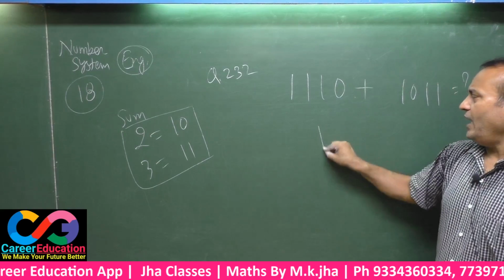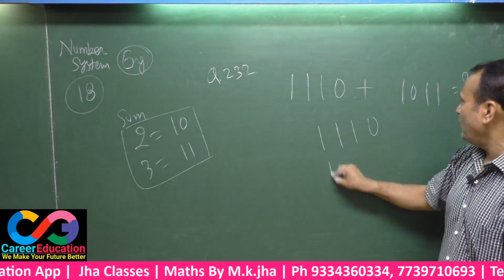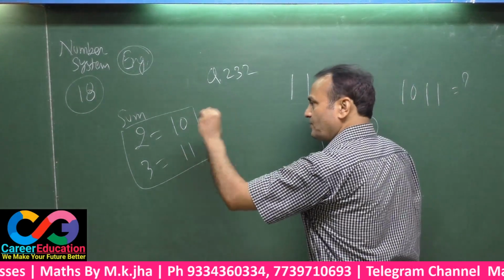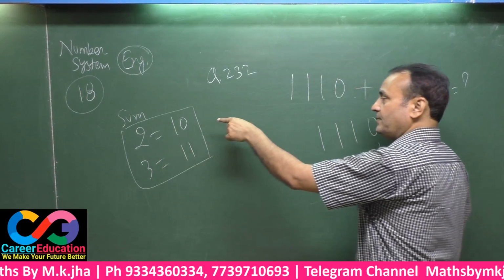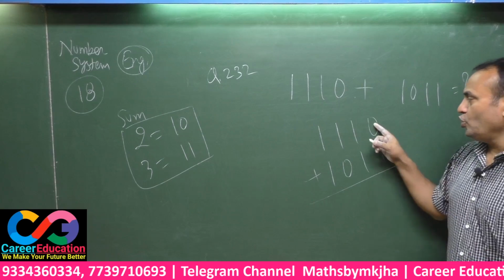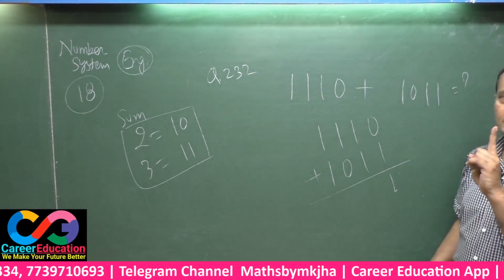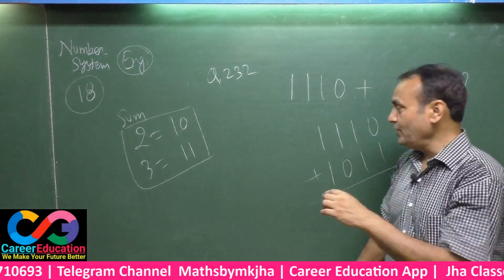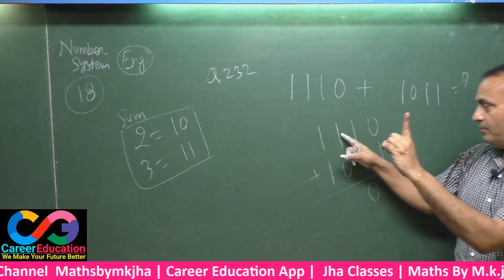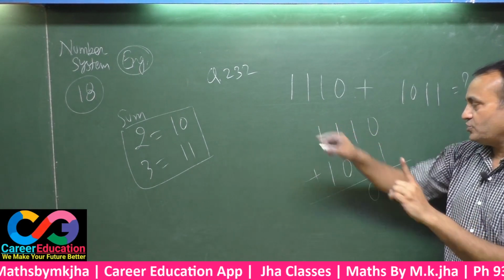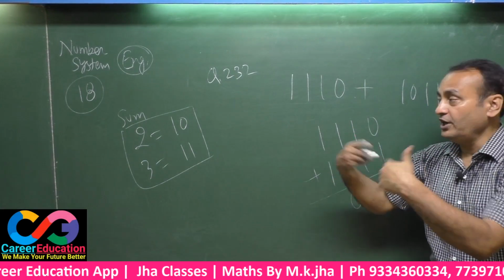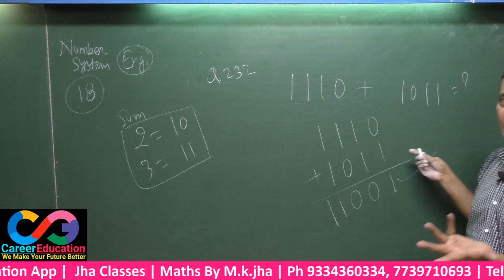See here, you have to add 1110 with 1011. If the sum total is coming as 2, you will have to accept it as 10. If the result is 3, you will have to accept it as 11. See here, 0 plus 1 is only 1. Write down. 0 plus 1 is only 1. Write down. 1 plus 1 is 2. 2 equals 10, that means 0, with 1 remaining. Again 1 plus 1 is 2. 2 equals 10, 0, with 1 remaining. 1 plus 1 is 2 and 1 is 3. 3 means 11. You got the answer?